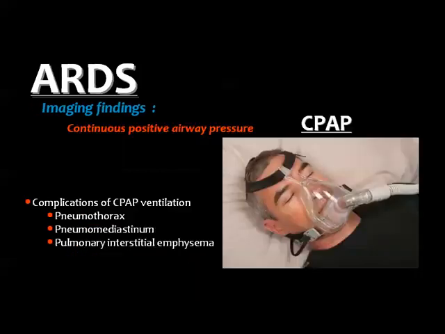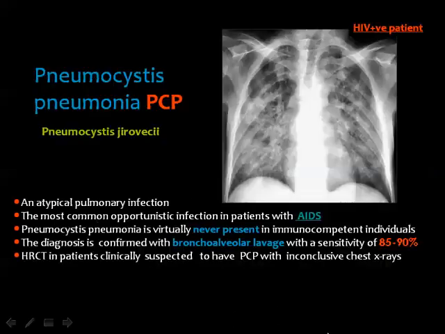After 7 days, the disease may progress to fibrosis, and you get the full-blown picture of interstitial pulmonary fibrosis. Then CPAP, which is continuous positive airway pressure, has many complications, including pneumothorax, pneumomediastinum, and pulmonary interstitial edema, but this is the way to treat such cases.